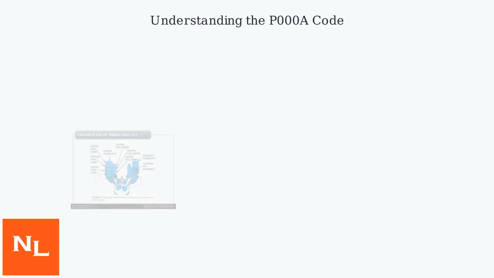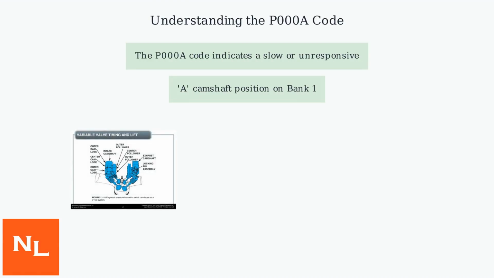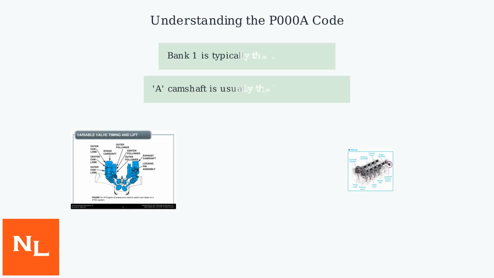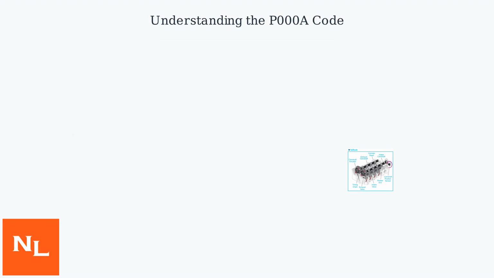The P000A diagnostic trouble code indicates a slow or unresponsive A camshaft position on bank 1 in vehicles equipped with variable valve timing systems. Bank 1 refers to the engine side containing cylinder 1, typically the driver's side in most vehicle layouts. The A designation usually indicates the intake camshaft in the variable valve timing system.